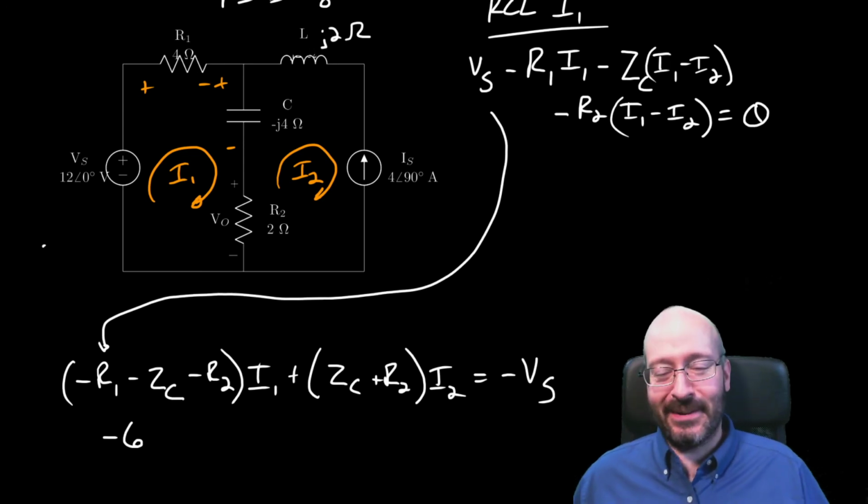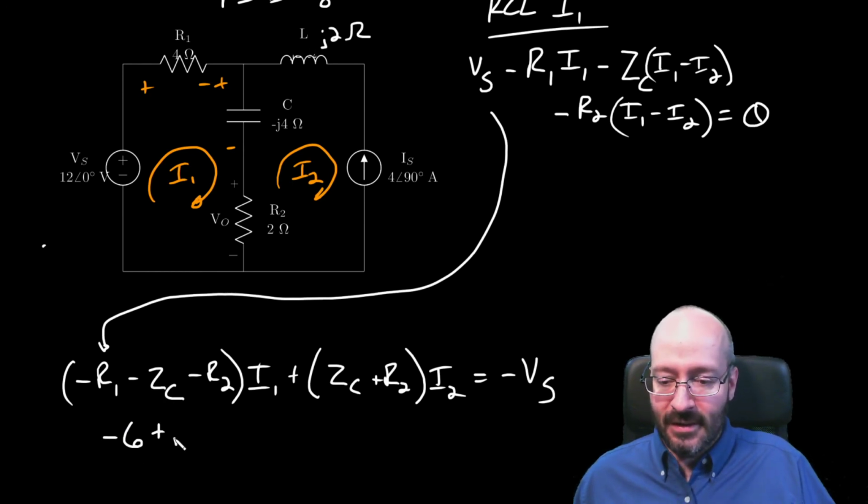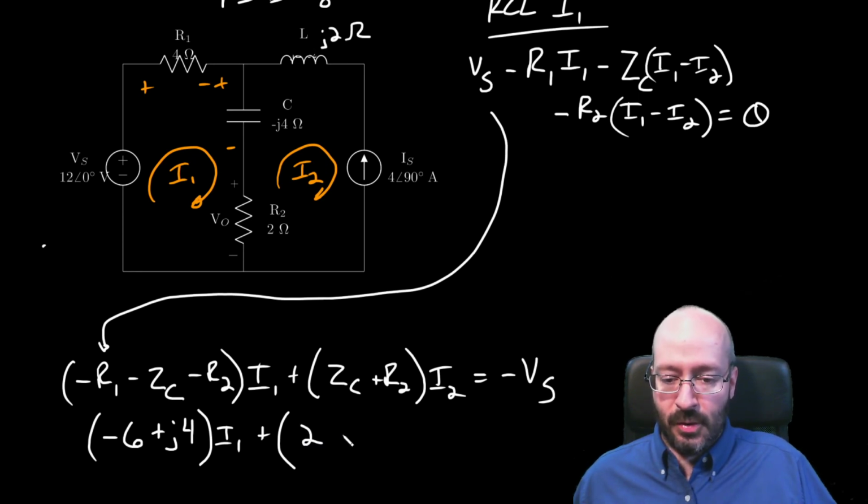I didn't even finish doing it on my calculator. I can do that in my head, right? Negative 4 and negative 2 gives me negative 6. And then negative ZC is going to be plus J4, right? The negative here cancels the negative there. So I get negative 6 plus J4 in front of I1. Okay, and let's see, ZC is negative J4 and R2 is 2. So if I'm writing this in the usual way, it's going to be 2 minus J4. And that's in front of I2.